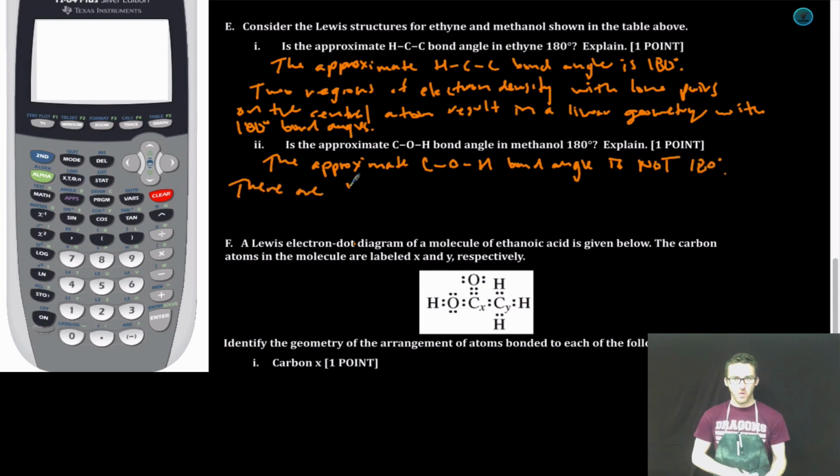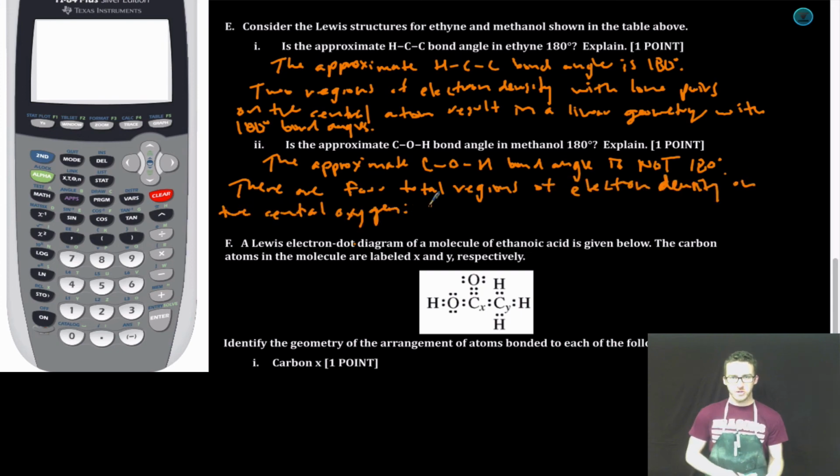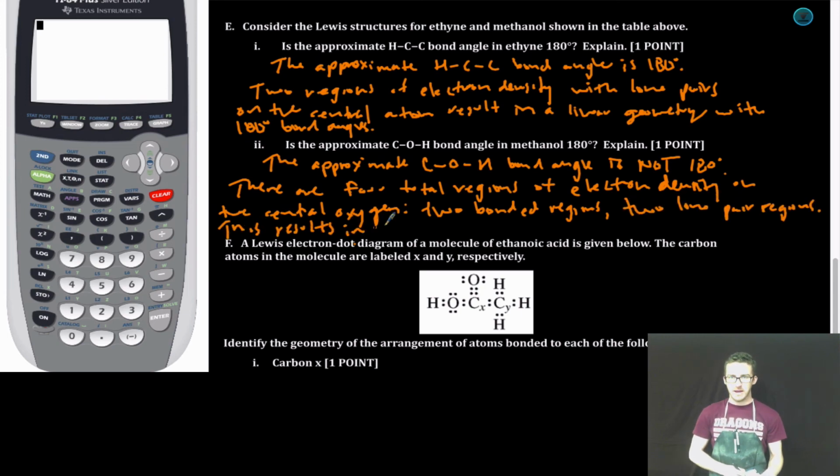There are 4 total regions of electron density on the central oxygen. 2 bonded regions, 2 lone pair regions. This results in a bent geometry with bond angles less than 180 degrees.